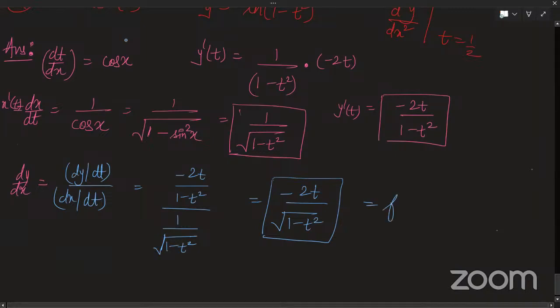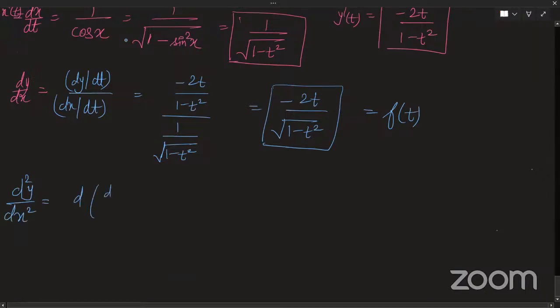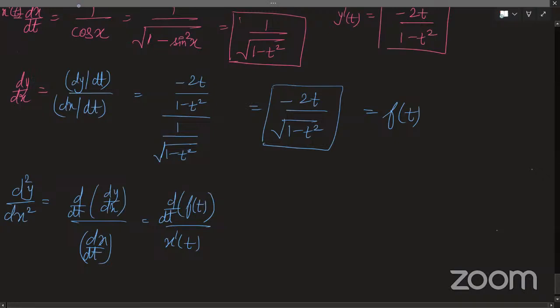So now I have calculated my value of dy by dx. I again assume it to be some function f of t. In order to calculate my d2y by dx square, I need to differentiate dy by dx with respect to x. So I again divide it by dt. My denominator is again x dash of t. What about my numerator? It is dy dt of f of t, so it is f dash t basically.